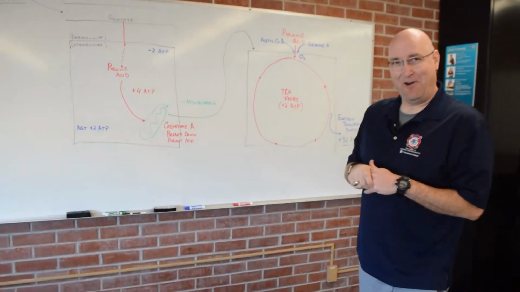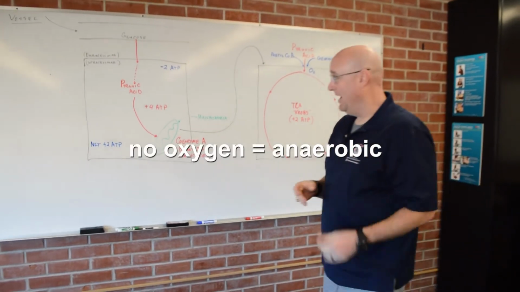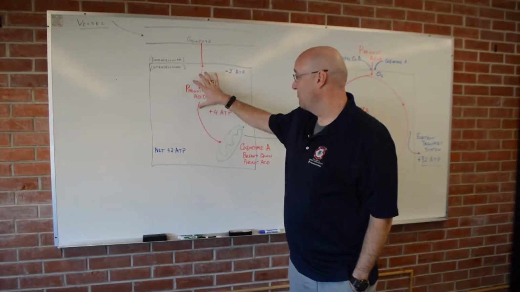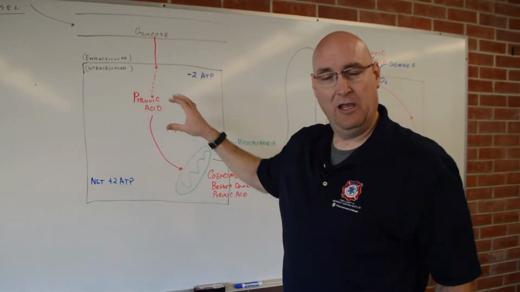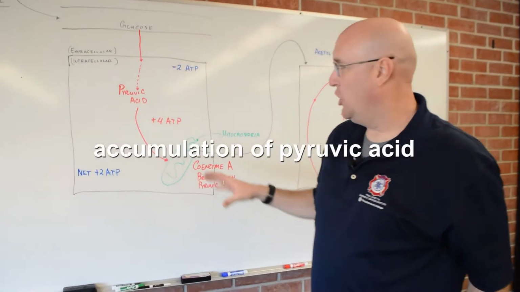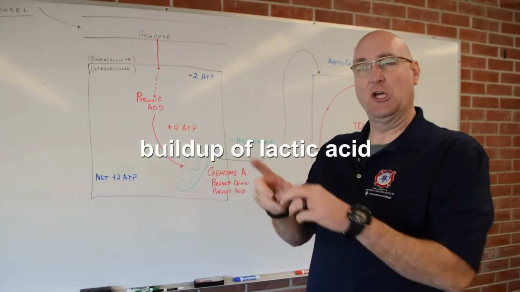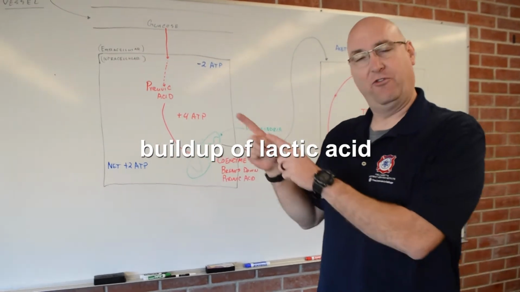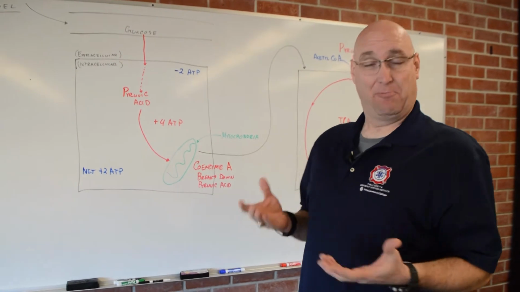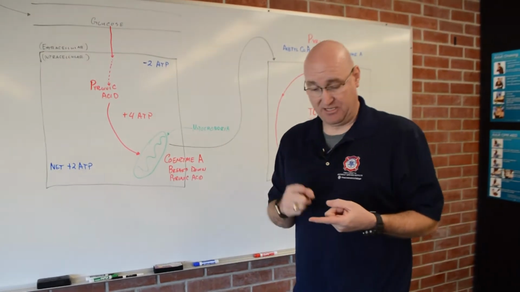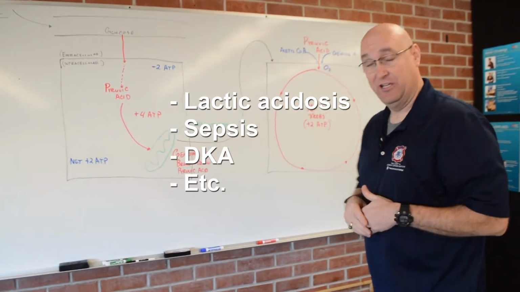If we don't have oxygen present, we become anaerobic. And if we don't have oxygen to break down this pyruvic acid, it just starts to settle and accumulate. Accumulation of pyruvic acid creates a buildup of lactic acid. Pyruvic acid converts to lactic acid, and as that lactic acid builds up, we create other problems within the cell. It becomes toxic, and our cells cannot make the energy that they require.